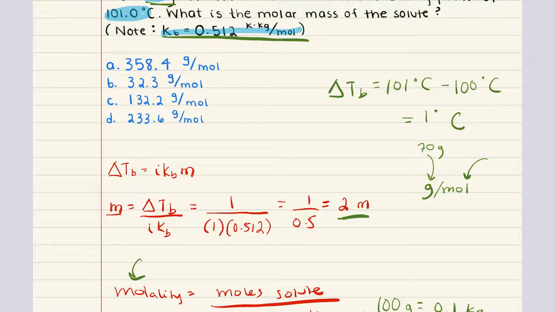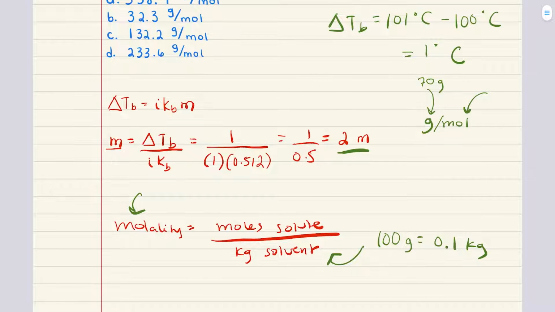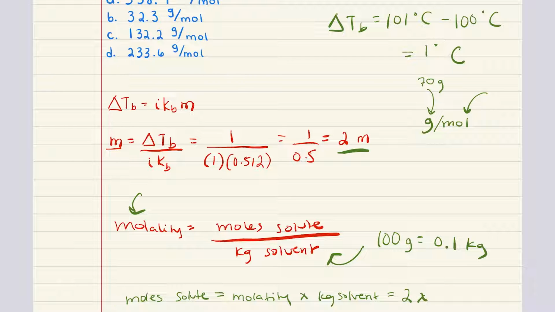So then what we have to do is take our definition for molality and rearrange it to solve for moles of solute. Moles of solute is going to equal molality multiplied by kilograms of solvent. So this is going to equal 2 multiplied by 0.1. And this is going to give us 0.2 moles.